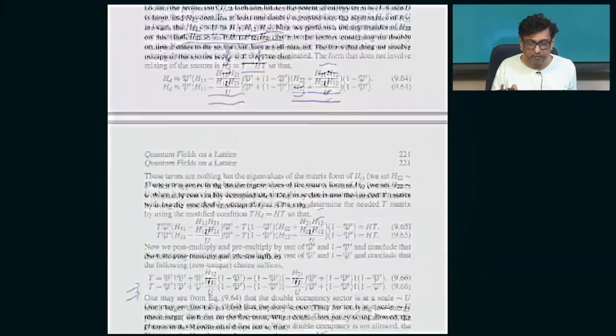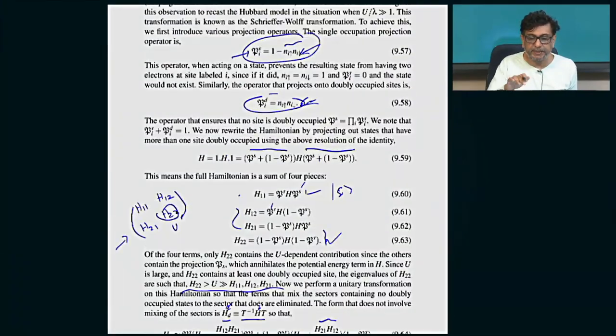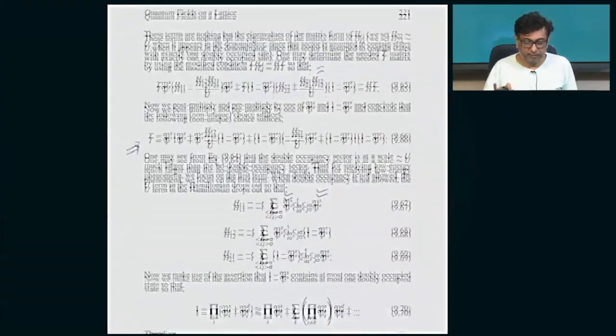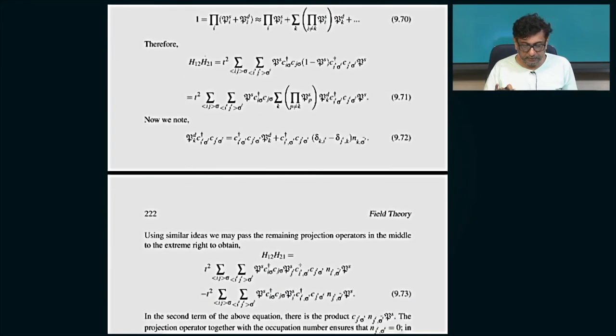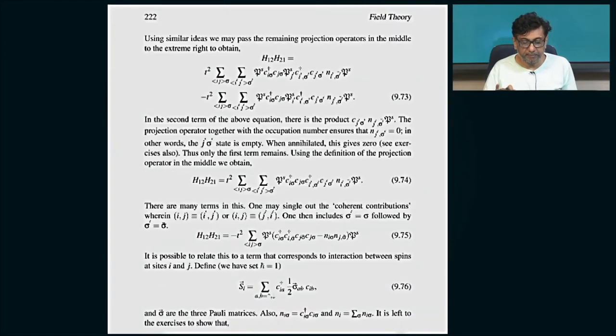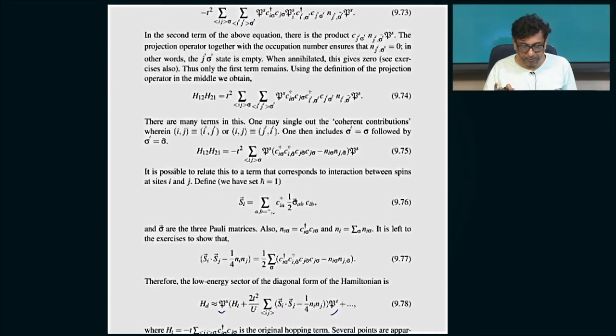So, what is beta s again? Beta s basically makes sure that if you have double occupancy it fully kills it. That means, if n_i up times n_i down is 1, that means there are 2 electrons in a site, then beta s is 0. So, it makes sure that all states are singly occupied.